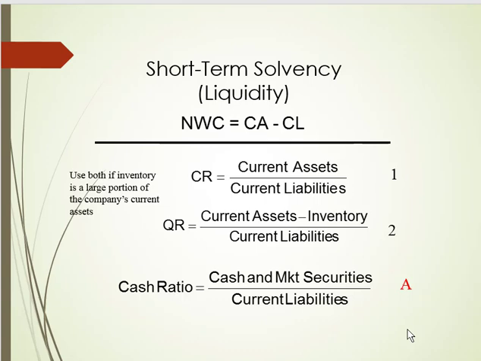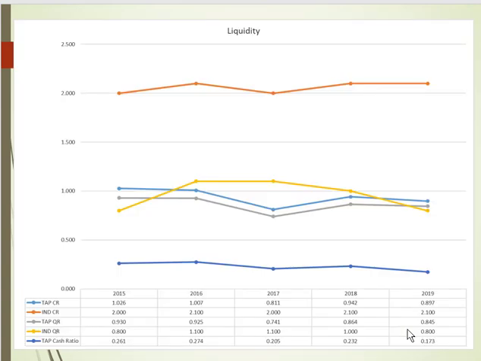Certainly no company is going to have enough in their checkbook to pay. But it is nice to see how stable this number is, right? Are cash holdings stable over time? So let's look at these ratios quickly.